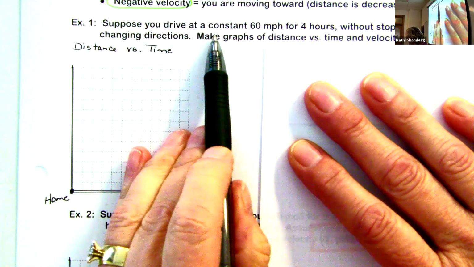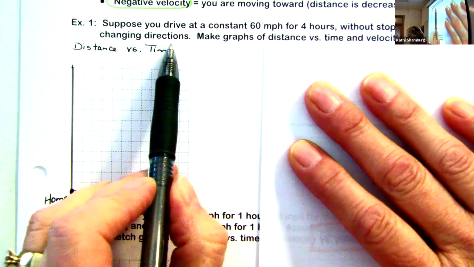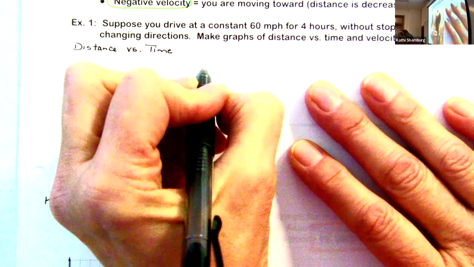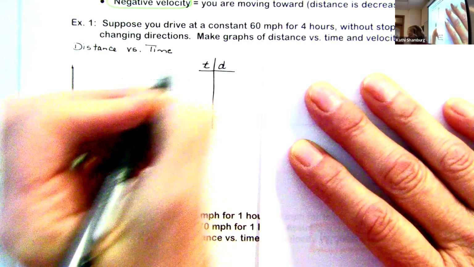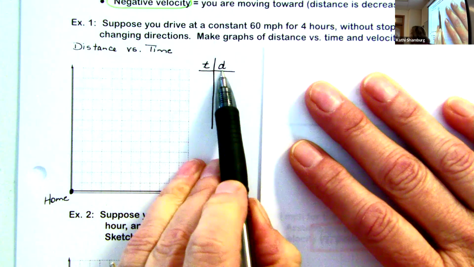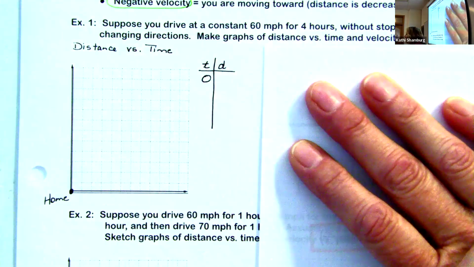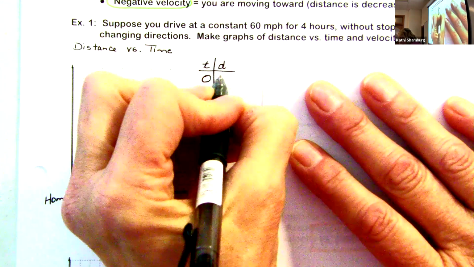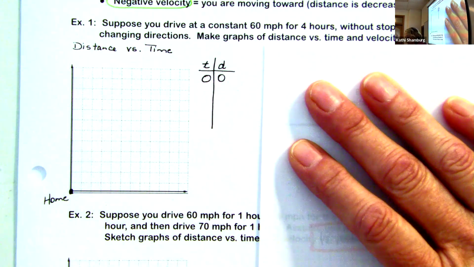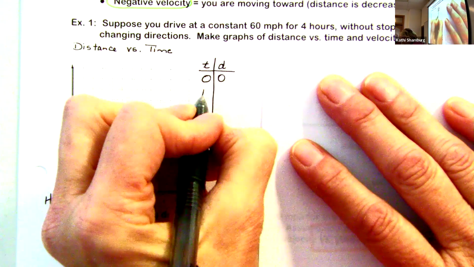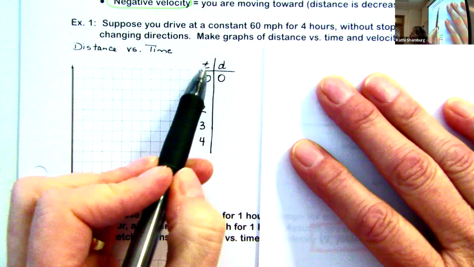This says, suppose you drive at a constant 60 miles per hour for 4 hours without stopping or changing direction. Think of a T-table. We can create a T-table or ordered pairs, which indicate how long I've been driving and how far I've been driving. When I get in my car at home, I have not yet driven any time-wise. I haven't gone anywhere. So we always start at 0, 0. That would be this point right here in the corner. Now, the key is we've got 4 hours, so we have 1, 2, 3, 4 hours because our T is dealing with hours here.